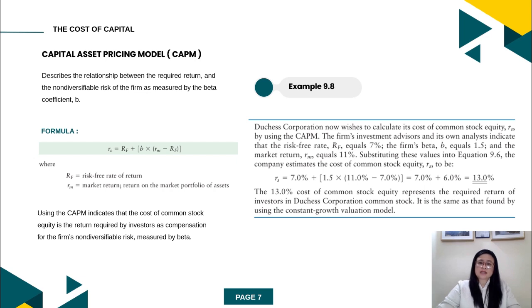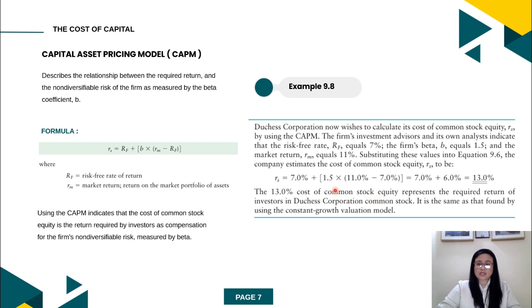The importance is that CAPM helps investors and companies to evaluate risk-adjusted returns by linking required return to market risk, making it a key tool for financial decisions. As you can see in the example here, the cost of common stock equity, this is the formula, is equal to 13%. So you have to compute first those values within the parentheses and add it.